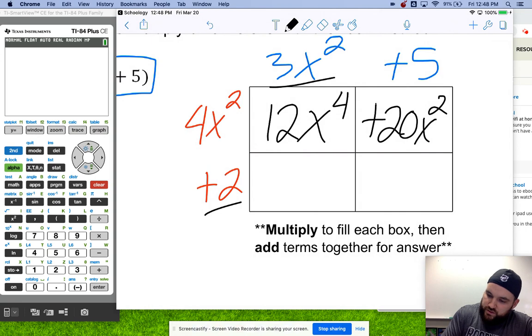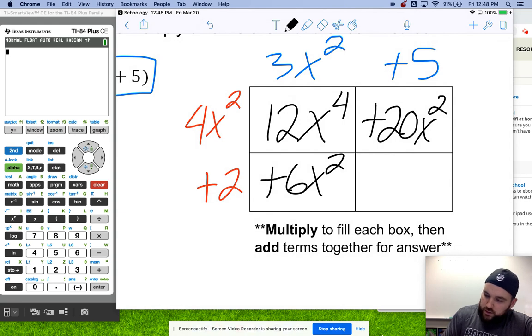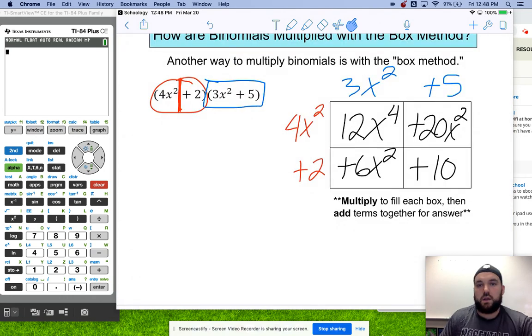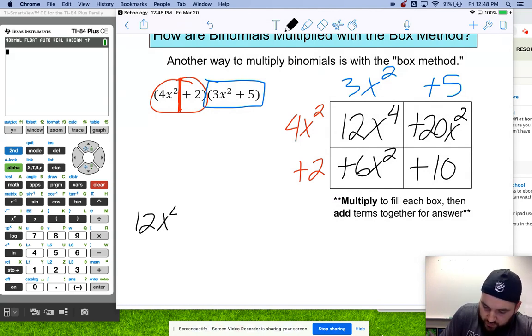Lower left are those 2 terms, so 2 times 3x squared is going to be positive 6x squared. And in the lower right-hand corner, I have positive 2 times positive 5, which is positive 10. Okay, now the boxes are filled up. So what that means is, and you could have just distributed this, my 4 terms are 12x to the 4th plus 20x squared plus 6x squared plus 10.